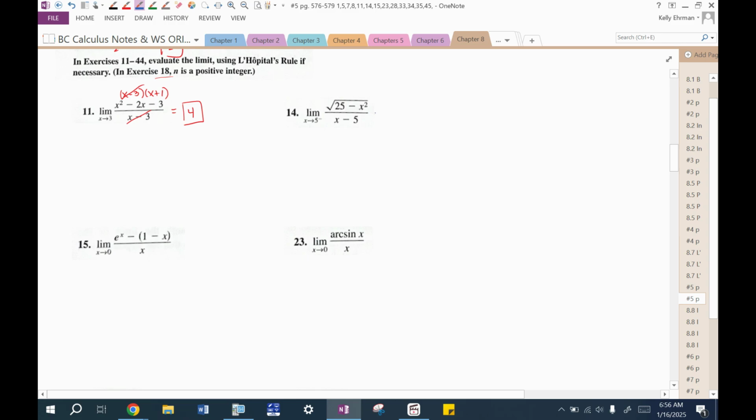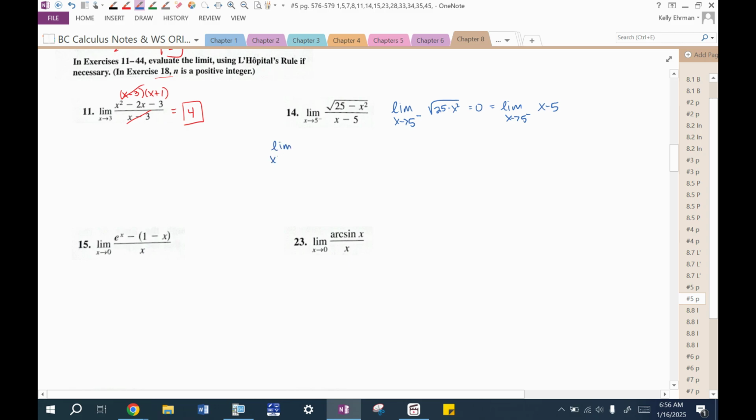For this one, I can do L'Hopital's. Because if I plug in 5, I would get 0 over 0. So first remember to show the limit as x approaches 5. It says 5 from the left because of the domain of this little half circle here. Of the square root of 25 minus x squared, that's equal to 0. And 0 is also equal to the limit as x approaches 5 on the left of x minus 5.